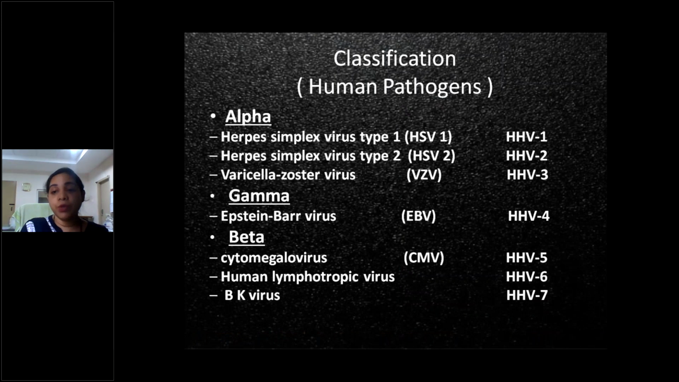Classification of herpesvirus is very important for you. All of you, please write this entry. Herpesviruses are classified into three main types: alpha, beta, and gamma. Alpha group consists of herpes simplex virus type 1 and 2, and varicella zoster virus. Gamma, Epstein-Barr virus. Beta, cytomegalovirus, human lymphotropic virus, and BK virus. So altogether three are there: alpha, beta, and gamma. Alpha consists of herpes simplex virus type 1, type 2, and varicella zoster virus. Gamma consists of Epstein-Barr virus, and beta, cytomegalovirus, human lymphotropic virus, and BK virus.